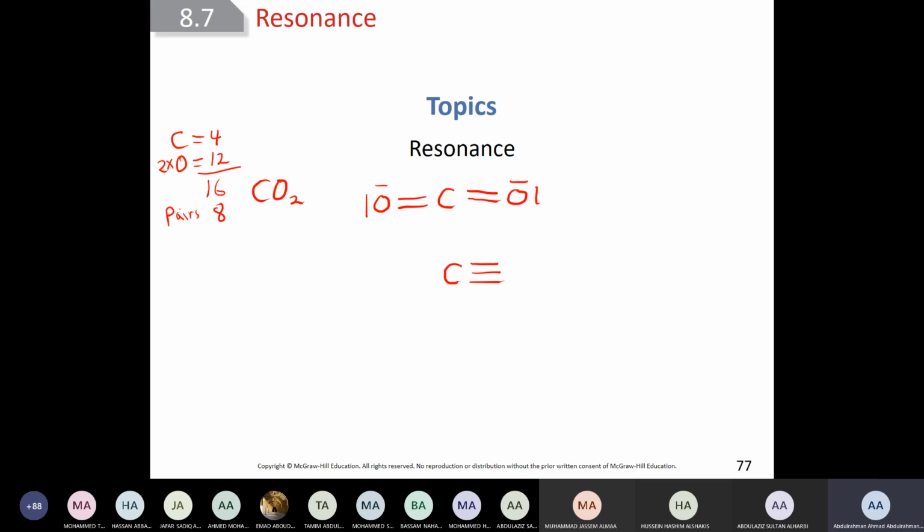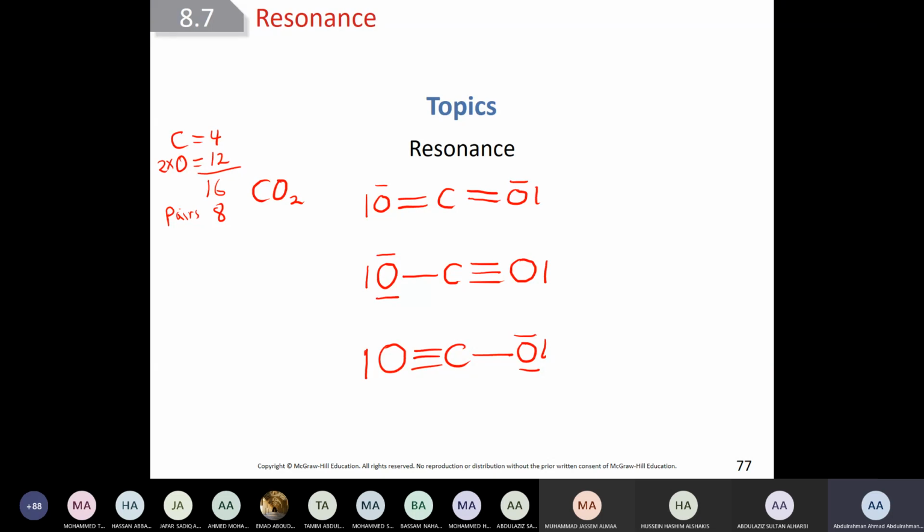3, 4, 5, 6, 7, 8. I already used the 8 pairs. Is this another good structure for CO2? The answer is yes. Is there any other way to do it? Yes, you can do it. See, 1, 2, 3, 4, 5, 6, 7, 8. All of these structures are correct.